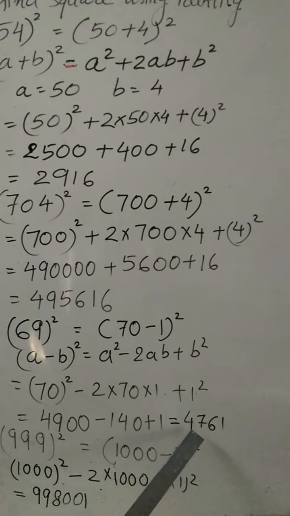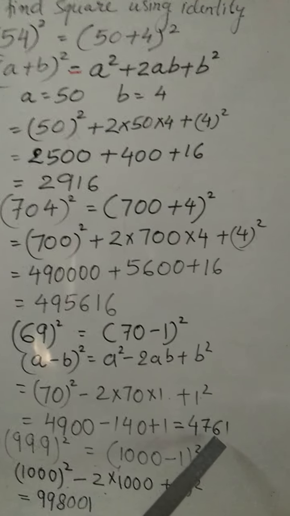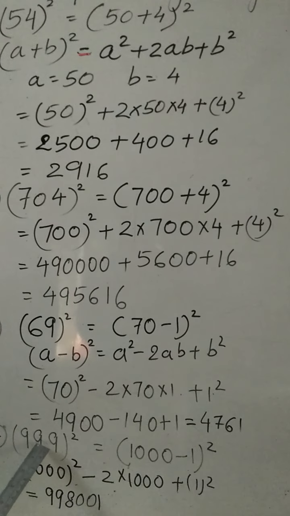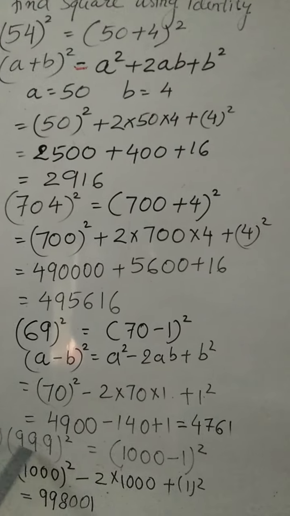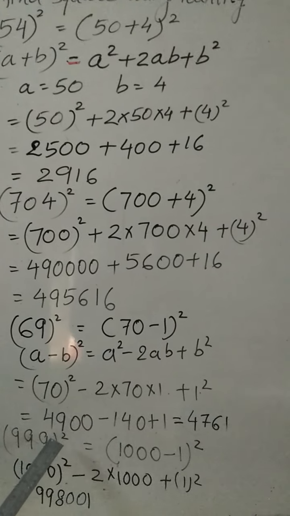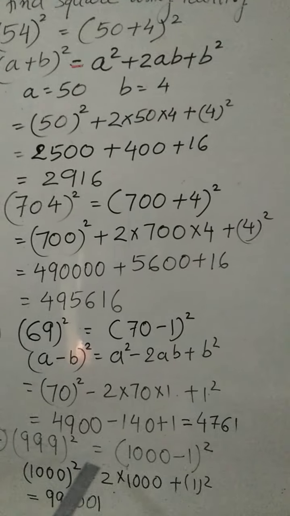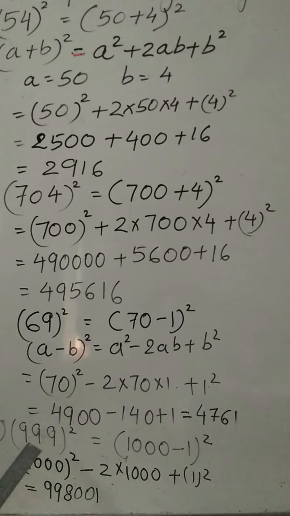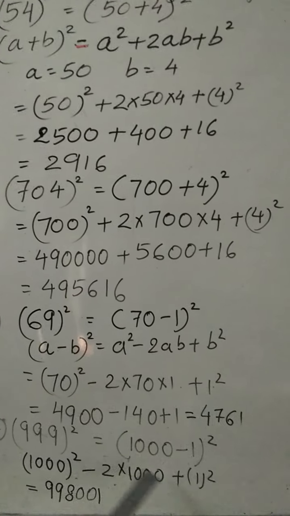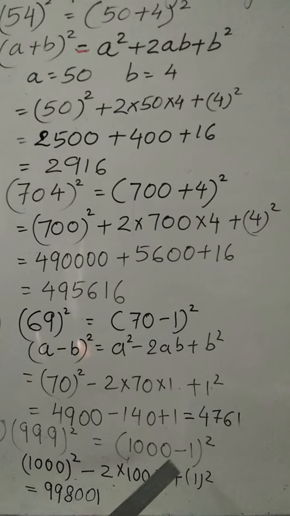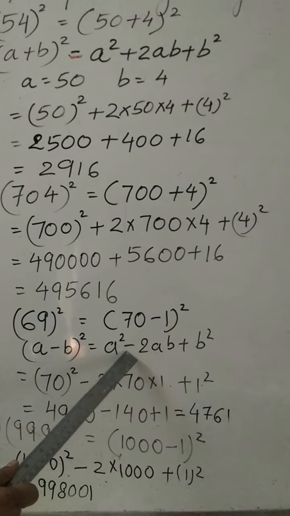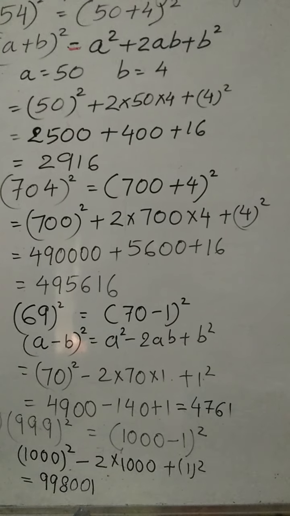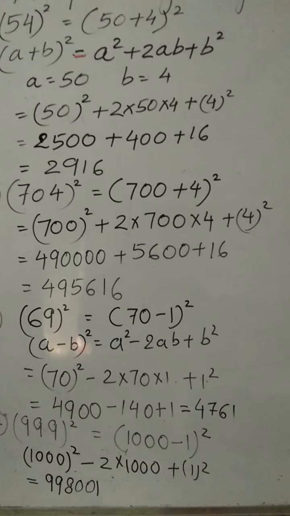After simplifying, you will get 4761. Now again one more question, 999. You have to find the square of this number. The easy way of expressing this will be 1000 minus 1. 1000 minus 1 is 999. So we will be doing the squaring of this number. Again you have to apply this identity and then solve it. So here is your answer. Do the simplification by yourself.